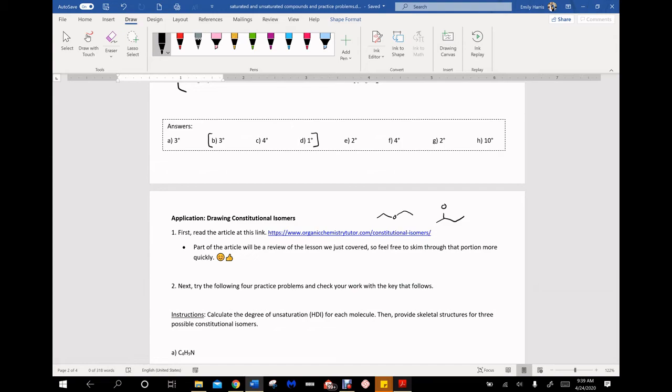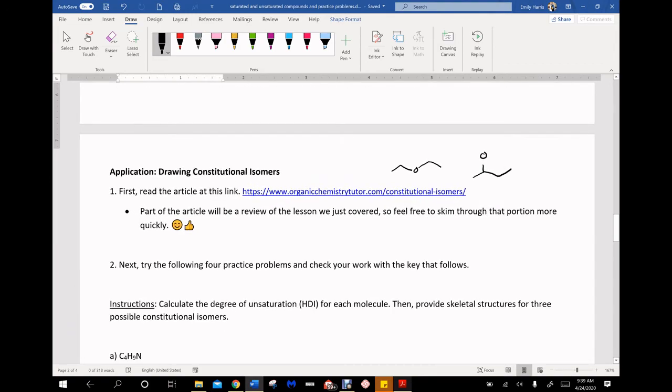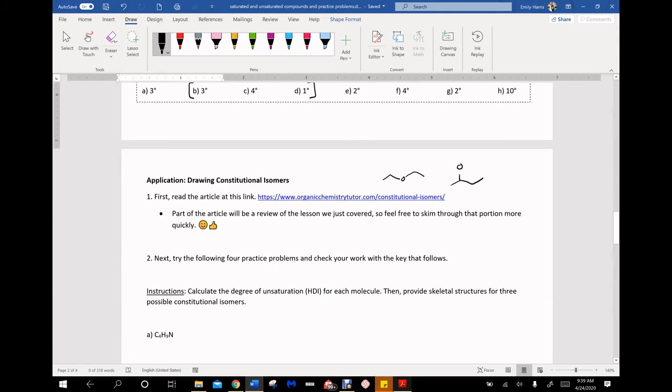And what we're going to find is that the unsaturation can affect the way the molecules are put together. So first, you're going to click on this link. It's from another site called organicchemistrytutor.com, another helpful site for OChem. Part of the article will be a review from this lesson, and you're welcome to skim through that part really quickly. Then they're going to take you through how to apply what we've just learned to draw some of these different forms of a molecule.